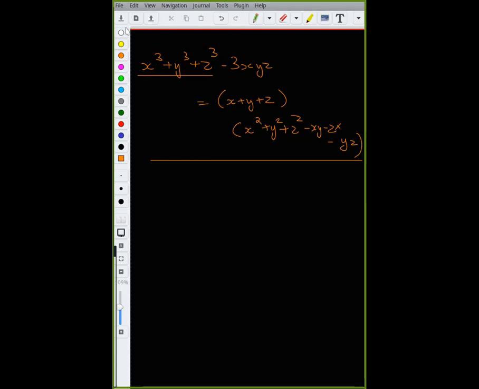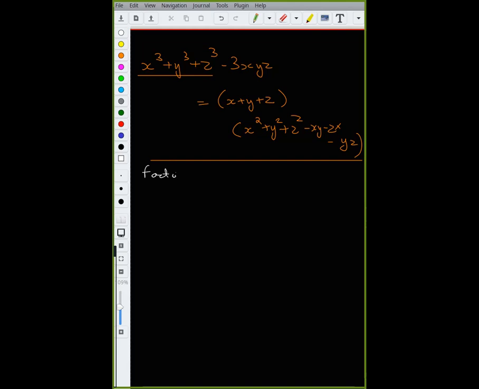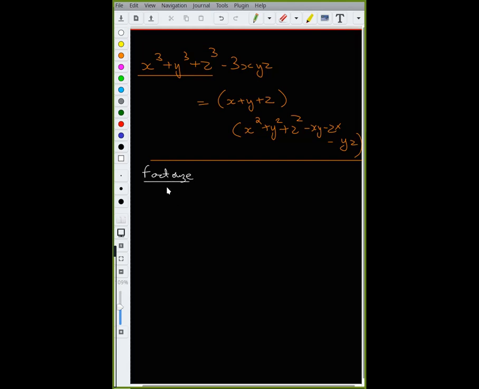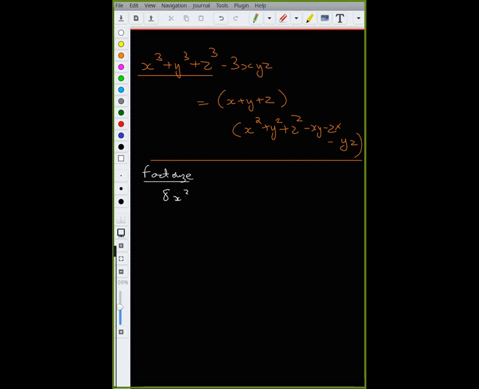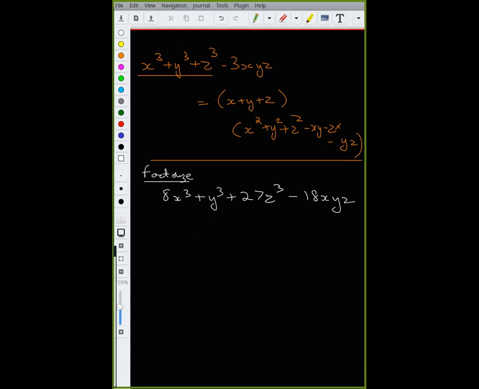Okay, let's take a quick sum on this. For example, they can give you a sum like: factorize 8x cube plus y cube plus 27z cube minus 18xyz. They can give you something like this.